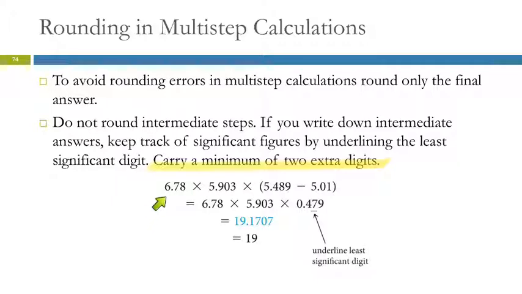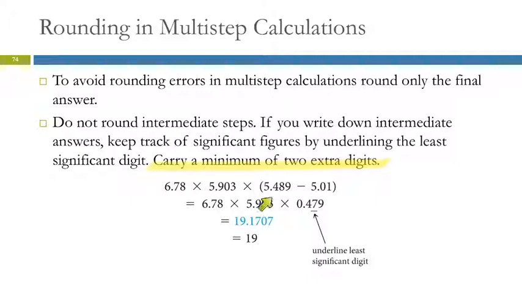Here's an example of a problem that involves multiplication and subtraction. So when these two different operations are present, then we have to consider the impact of each of them separately. So do the math on your calculator and come up with 19.1707. But then we have to look at intermediate values to determine what we're going to end up with for significant figures.